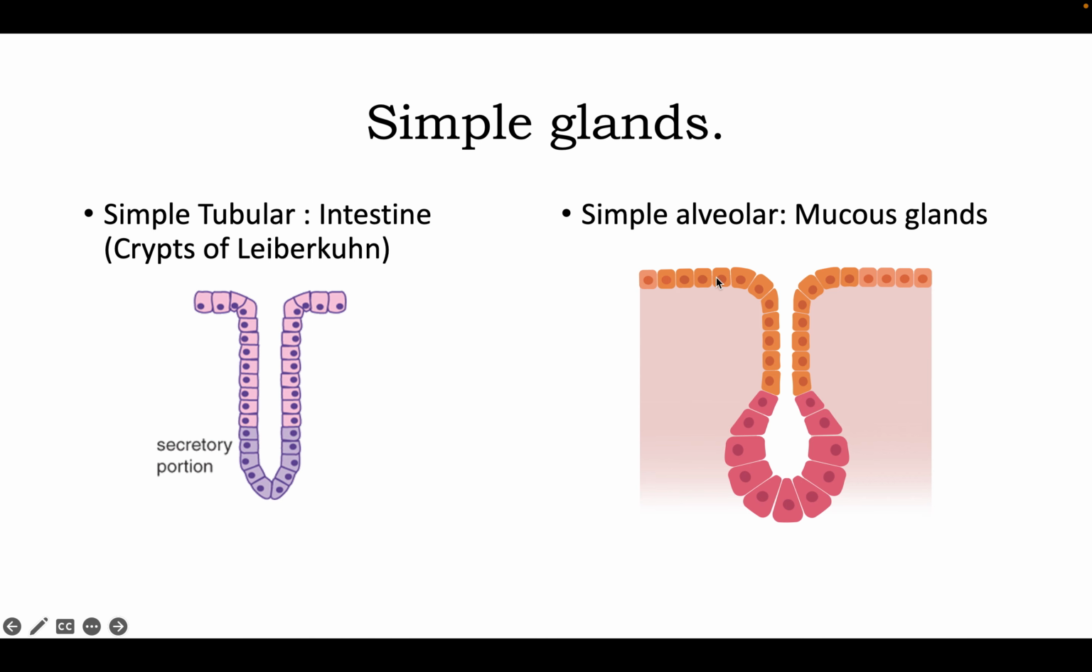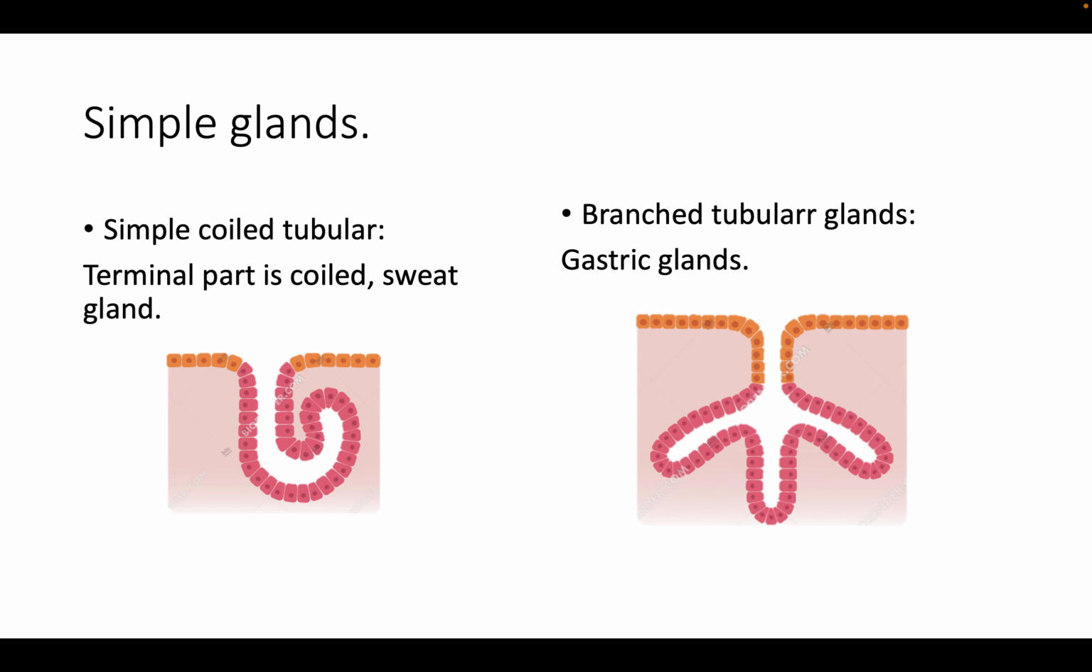The top part is the surface epithelium. This is the neck. This one does not secrete anything; it's just the duct. And then we have this lower part, which is a bit circular. That is actually the secretory part of the gland. The simple alveolar glands are found in the mucous glands of the skin of the frog, and even other amphibians. We have the simple coiled tubular.